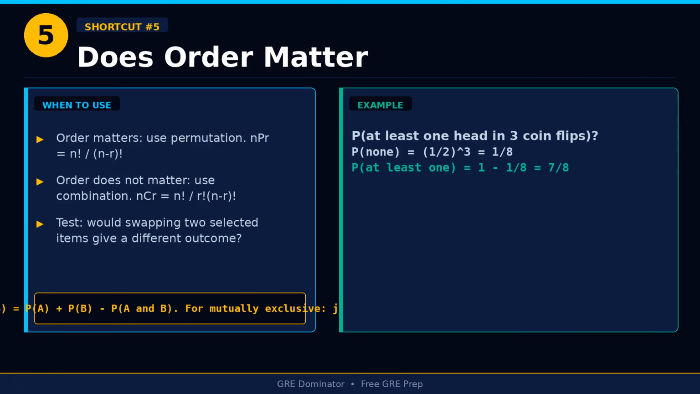Combination, nCr. Number of ways to choose r items from n when order does not matter. nCr equals n factorial divided by r factorial times (n minus r) factorial. For a committee of 3 from 8, 8C3 equals 8 times 7 times 6 divided by 3 times 2 times 1 equals 56. The denominator r factorial accounts for the fact that any selected group can be internally arranged in r factorial ways, all representing the same selection. Always simplify before multiplying. Cancel common factors between numerator and denominator.